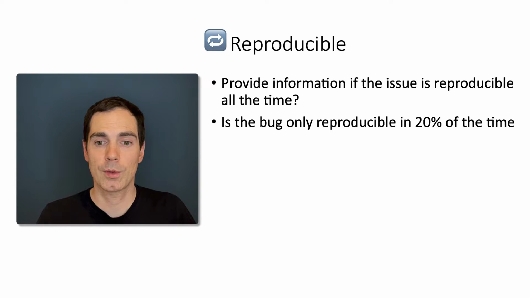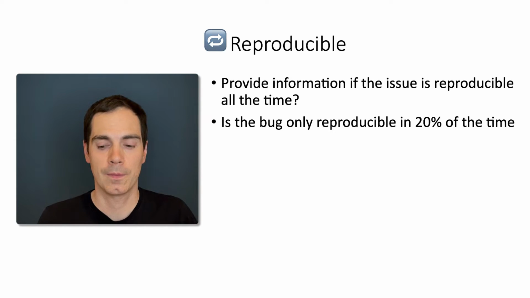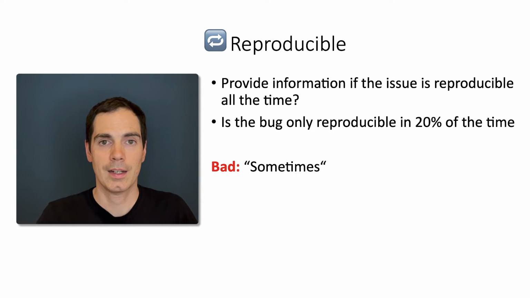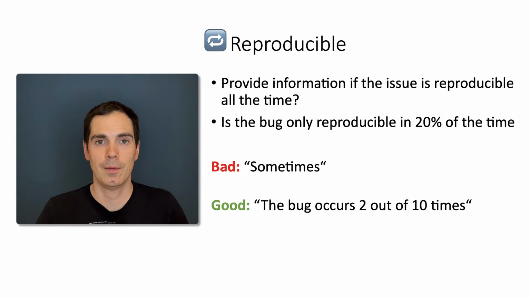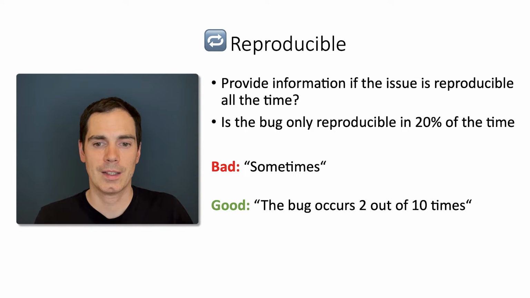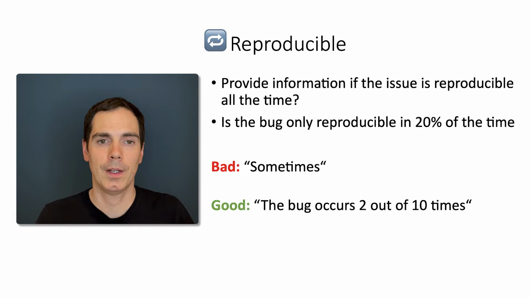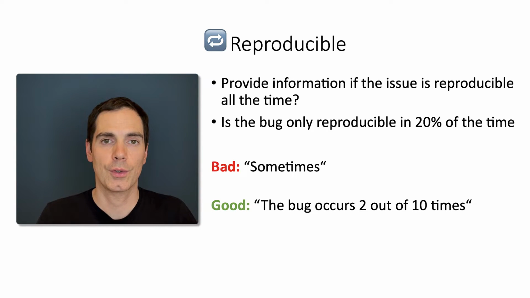Is the bug only reproducible 20% of the time? It's also valuable information for the developer. And again, the examples: the bad thing, sometimes. The good example is, the bug occurs 2 out of 10 times. And if you find it exactly like this, 2 out of 10 times, for example, maybe you notice something on your test system. Was it under heavy load at that time? Was there anything in the log files? This is also useful information, we come to that in a second, that you should provide in the bug report as well.